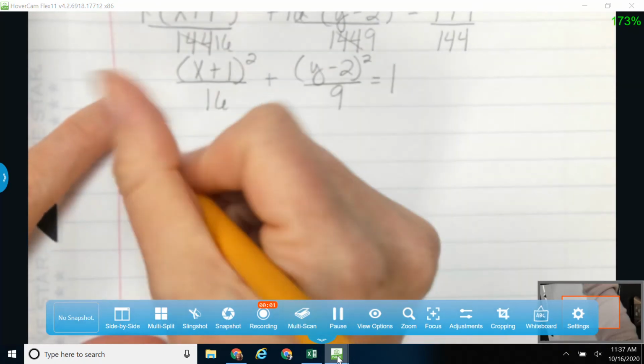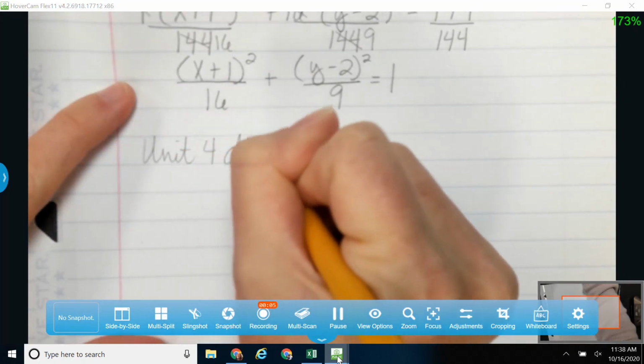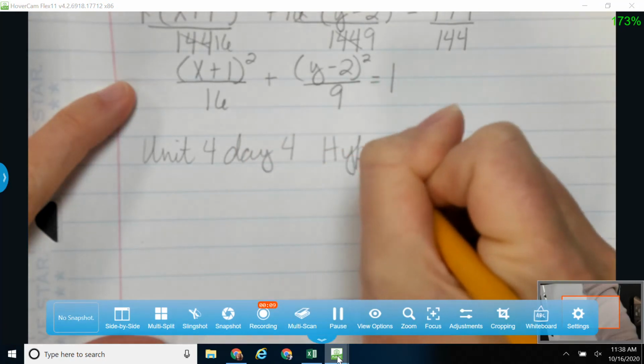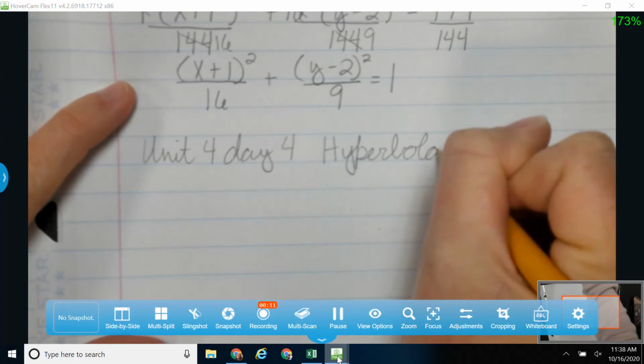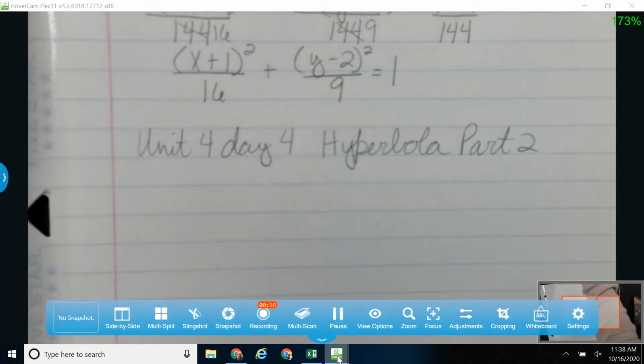Write down that today is Unit 4, Day 4. It's our 4th day of working on conic sections, and we're going to spend one more day on hyperbolas.